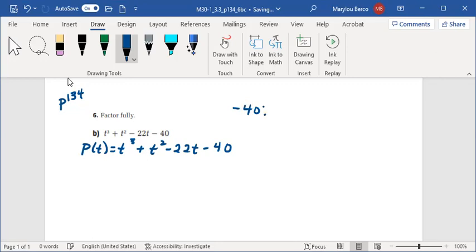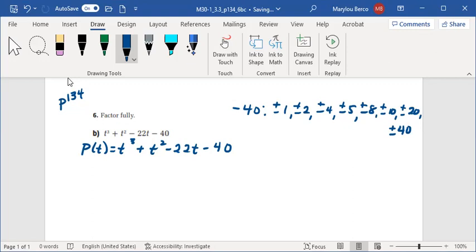Negative 40 has factors of plus or minus 1, plus or minus 2, plus or minus 4, plus or minus 5, plus or minus 8, plus or minus 10, plus or minus 20, and plus or minus 40. So we're going to test these values to find the first factor. You could also graph this and find your x-intercepts.